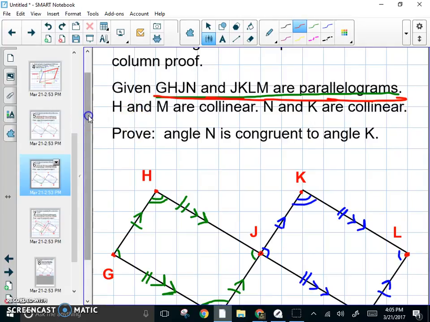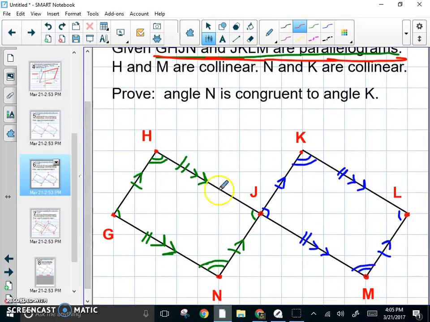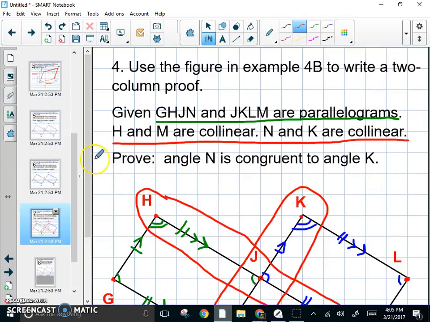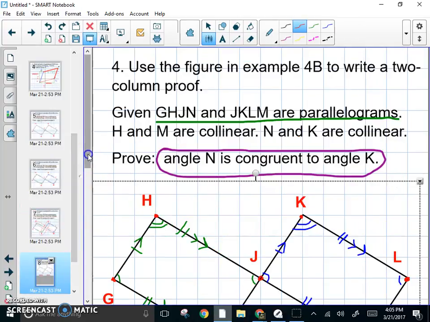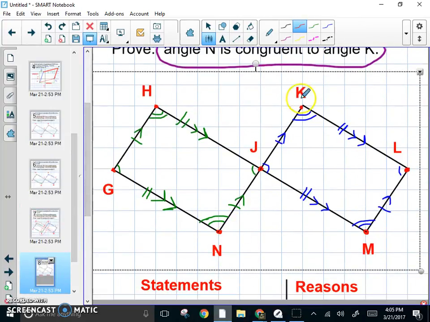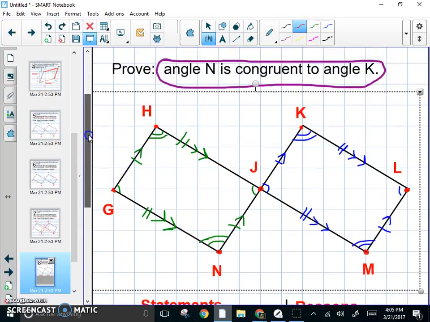Okay. Now the collinear part, that has to do with the next step. That has to do with the fact that this is a line and this is a line, which will be helpful in proving. Nothing we can do with it now. We just know that they're lines that are intersecting. Okay. Now we get to the part proving that the angle N and angle K are congruent.